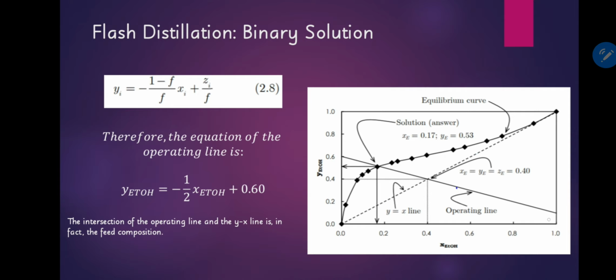Again, the intersection of the operating line and the equilibrium curve will give you the equilibrium concentration. In that case, the equilibrium concentration for ethanol in the liquid phase is 0.17 and in the vapor phase it is 0.53. So getting the equilibrium concentration using graphical solution is very simple.